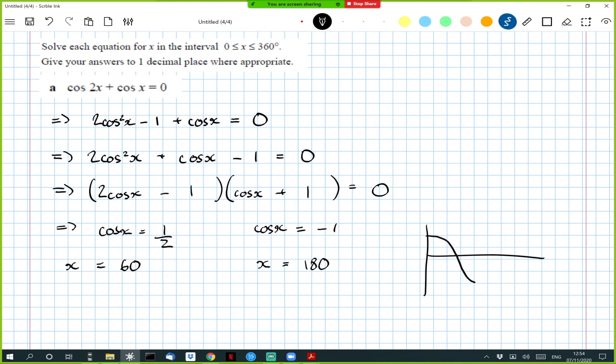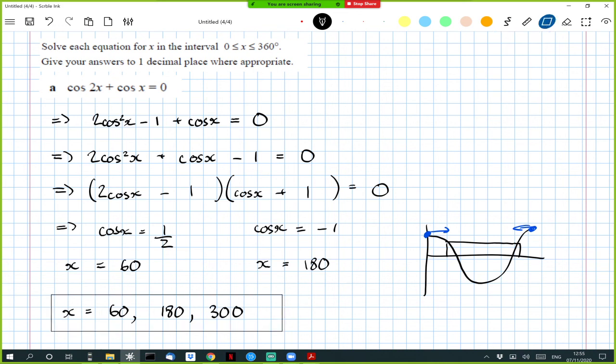And just seen by symmetry where the other solutions are. Our first solution was at 60 because of the symmetry of the graph. So this is one where we start the graph at the top of the hill, so everything relates to the top of the hill. So we walk 60 degrees to get the first solution. So we do the same to get the second solution, but we walk in the opposite direction by the symmetry of the graph. So putting the answers in order, we've got 60, 180, and 360 take away 60 is 300. And there's our solutions to that.